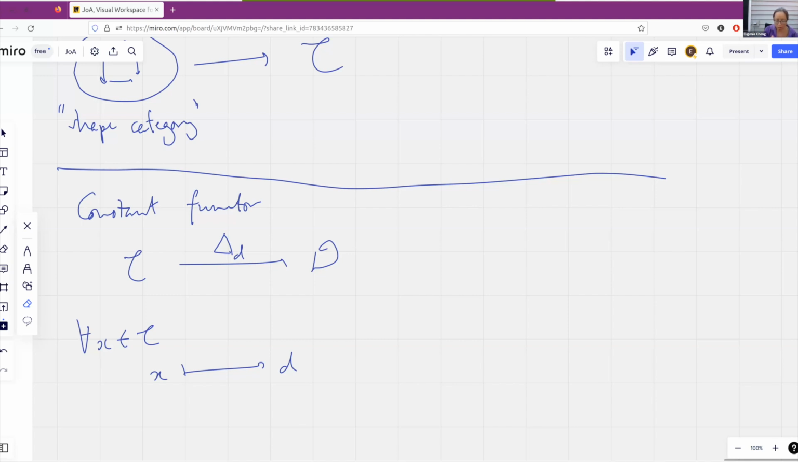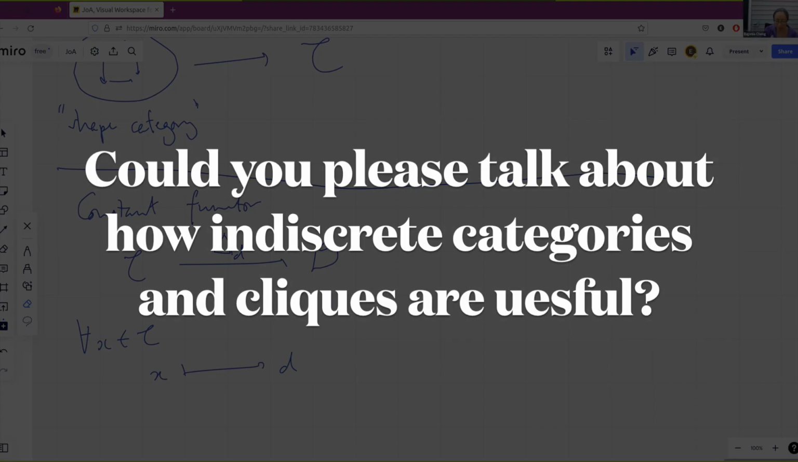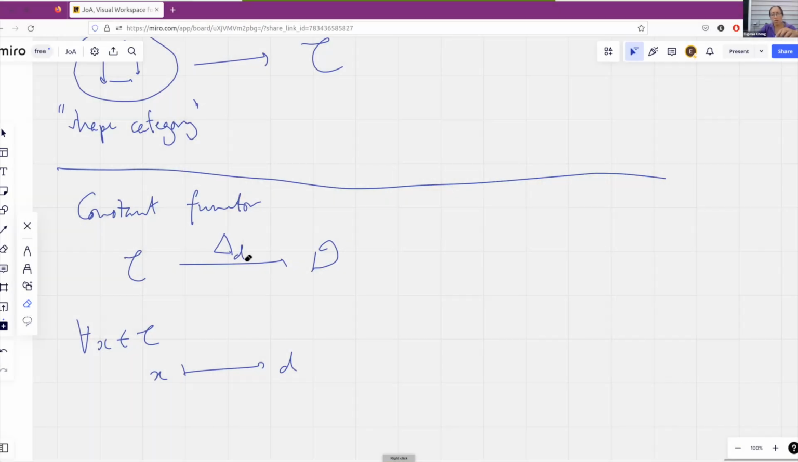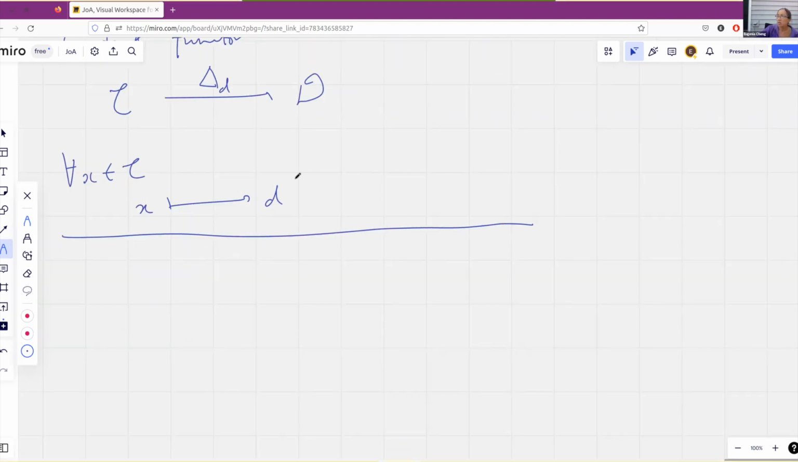So there are two questions about, could you please talk about how indiscrete categories and cliques are useful? Well, an indiscrete category is one that's equivalent to a point. So every object is uniquely isomorphic to every other object, and you get a kind of star type situation where every object is uniquely isomorphic to every other object. And the theory of cliques, I'm missing something, aren't I? Yeah, a lot. Didn't look like a star at all.